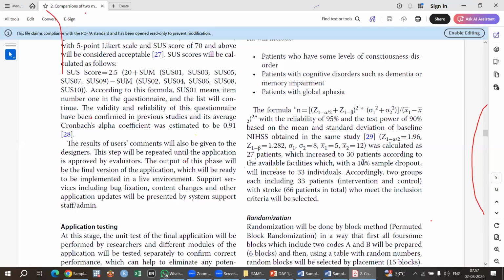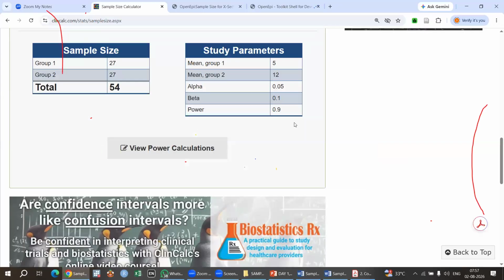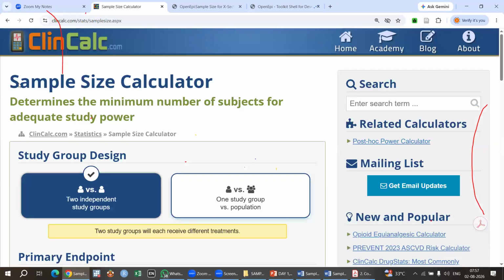Okay. Now power of study. In 1-2 minutes, I have to show how to calculate power of study. From sample size, here it is clincalc.com. On the right side, there is a post hoc power calculation. It means we have not calculated sample size priorly. We have conducted the study, we have analyzed the data, and we sent our paper for publication.